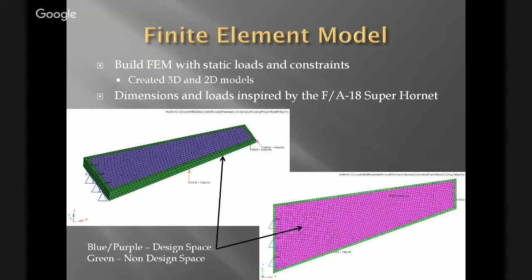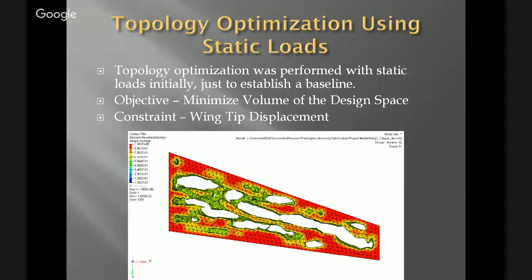So the first thing I did was I actually did just topology optimization with static loads. And you can see the result there. My objective was just to minimize the volume of the design space. And the constraint was wingtip displacement. So you can see in the results, there is sort of a spar there in the middle and some ribs, but obviously this would need some refinement, but I had initial results.